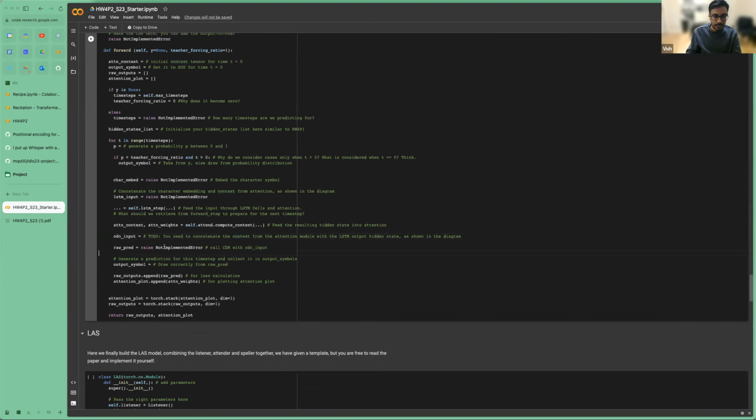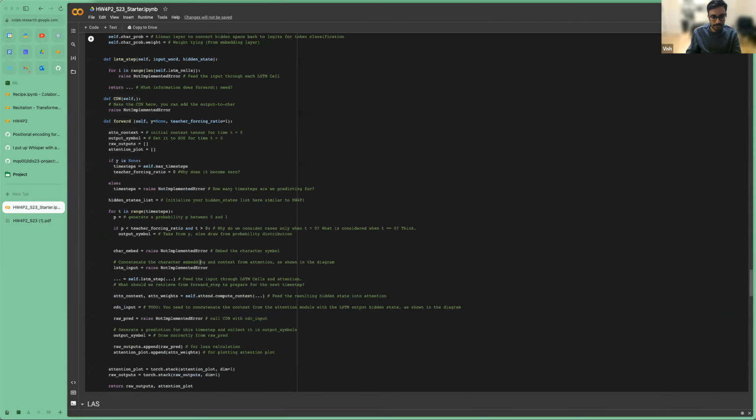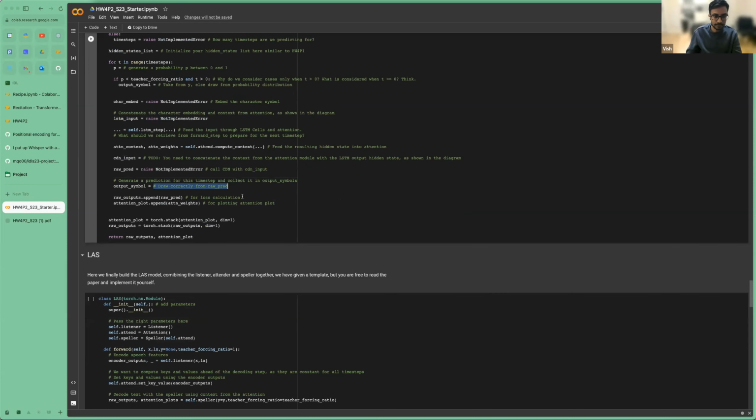CDN input, again, we want to concatenate hidden state and attention context, right? That gives us a CDN input. Raw prediction, again, is just what we get from the CDN function. The output symbol right here is going to be what you're drawing from that distribution, from the character distribution network. Use a simple argmax. Don't use beam search when you're trying to get things to work. Worry about beam search after you get convergence and a good score.